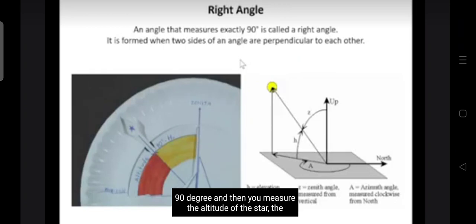And then you measure the altitude of the star, the red, and then the co-altitude, the zenith distance, would be the difference. If you go to the right, it's the same thing. Height is elevation angle measured from horizon. Zenith angle measured from vertical. You can see it's matching everything I've shown so far. And then A equals azimuth angle measured clockwise from north. So you get your bearing, your direction.